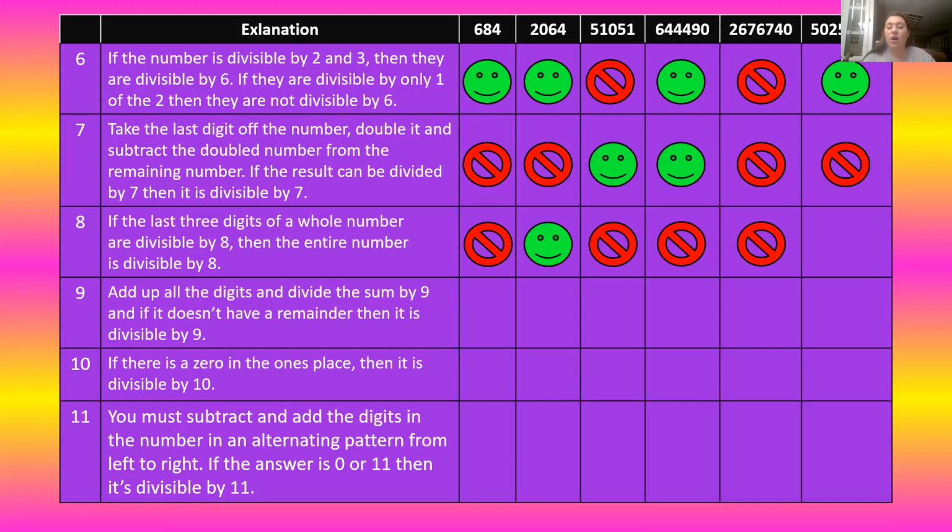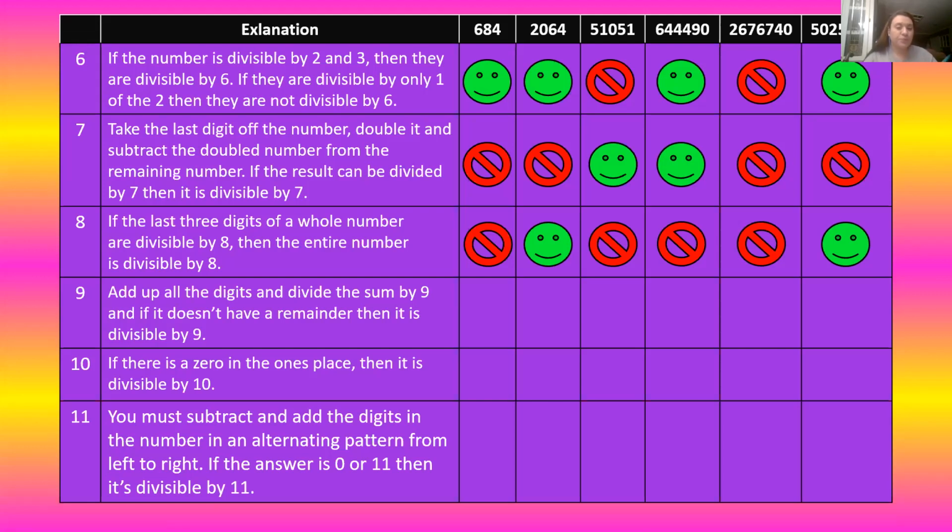And then on 50,250,528, you take the 528, you divide it by 8, and it gives you 66. So that is divisible by 8. Now, doing number 9. Here's how you find if the number is divisible by 9. Add up all the digits and divide the sum by 9. And if it doesn't have a remainder, then it is divisible by 9.